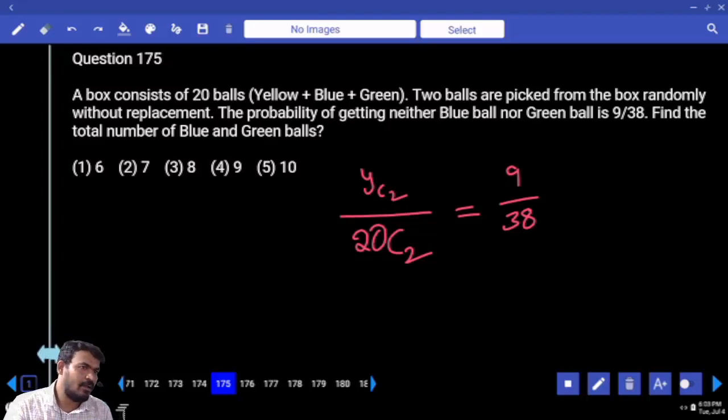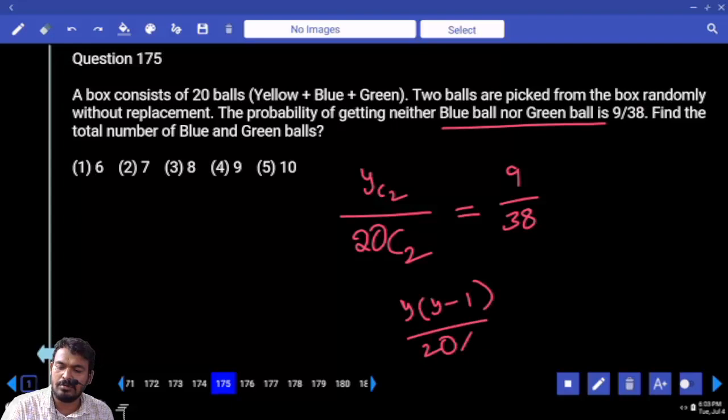Let's consider yellow balls are y. Neither blue nor green means only yellow. Then we write yC2 by 20C2, that is equal to 9 by 38. 20C2 means 20 into 19 by 1 into 2. yC2 means y into y minus 1 by 1 into 2. Then numerator we write y into y minus 1, denominator 20 into 19, that is equal to 9 by 38.